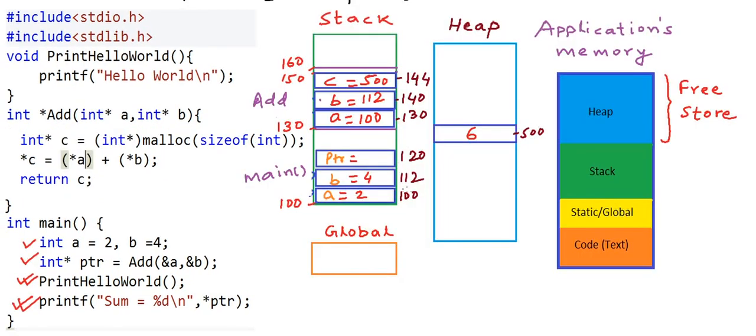Now in this code, let's say this call to malloc gives us this block at address 500 in the heap. C now is only pointing to this block, and using C we have written this data here, this value 6, and now when add finishes, the address returned by the add function, which is address 500, is still valid. We still have the data there, and it will not be deallocated. Anything on the heap has to be explicitly deallocated.